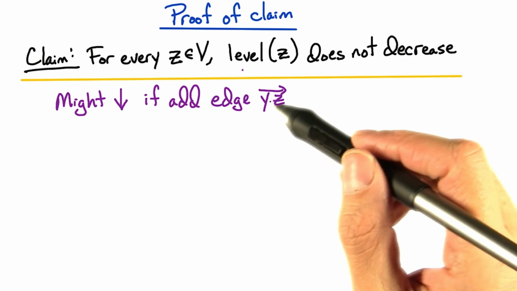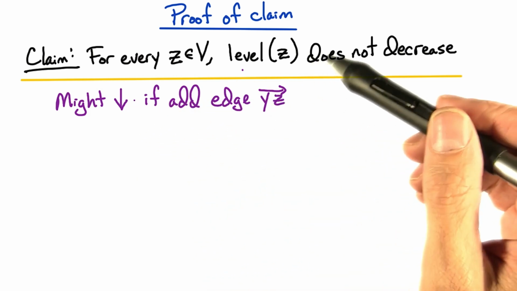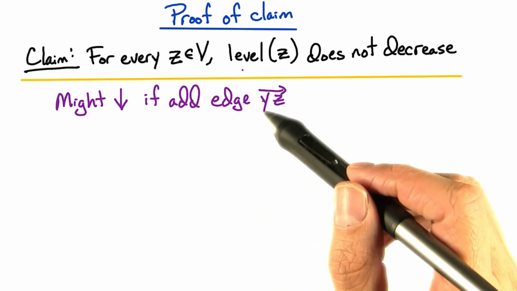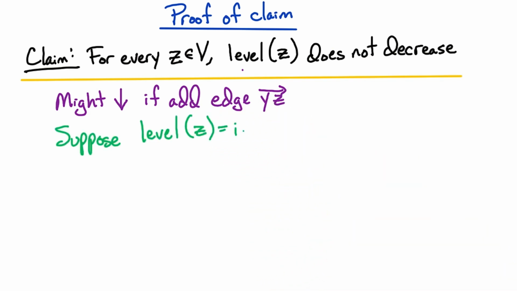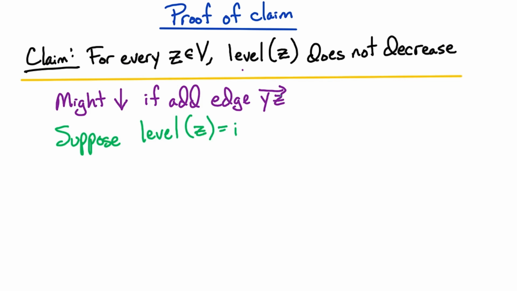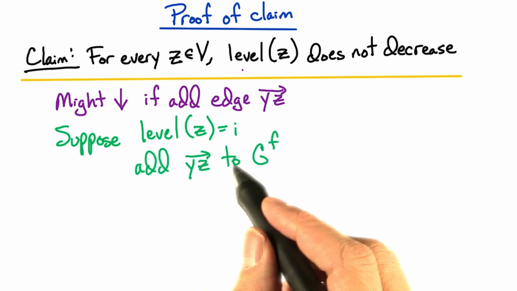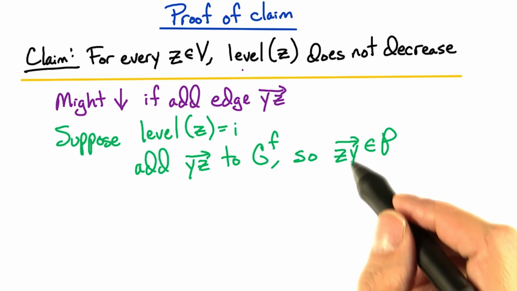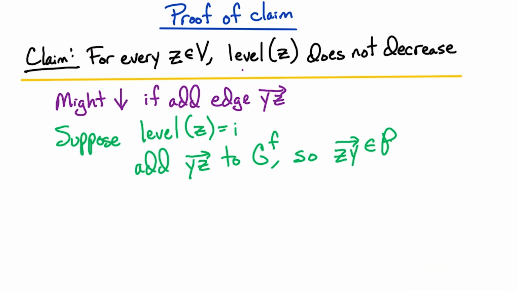Now certainly removing edges can't decrease the level of a vertex, so we can ignore removing edges. We simply have to look at adding edges and their potential effect. So suppose the level of vertex Z is currently I, and then suppose that we add this edge from Y to Z into the residual network. Now if we add this edge from Y to Z to the residual network, what do we know? Well, as we just saw, then the reverse direction edge must be on the augmenting path.